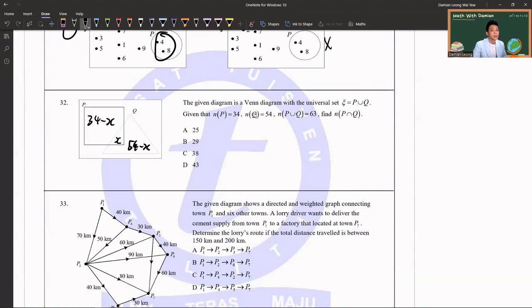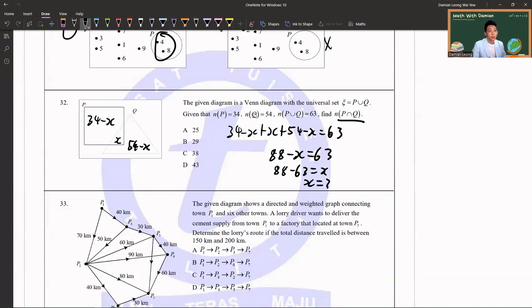When I add together, it should equal 63, so I can find X, which is the P intersect Q. 34 minus X plus 54 minus X equals 63. So this will be 88 minus X equals 63. Switch this to 88 minus 63 is X. X is 25. Answer A.